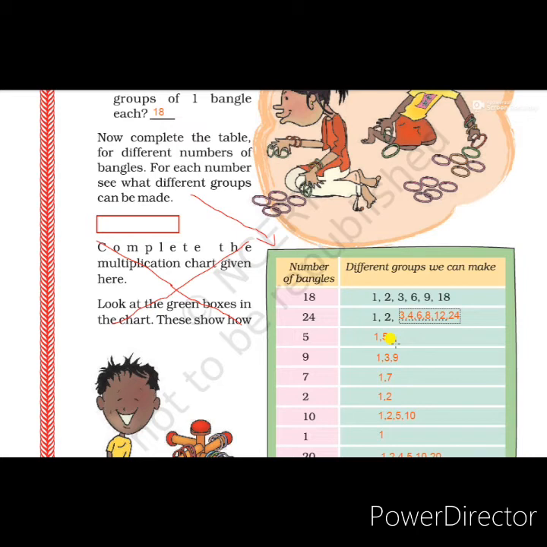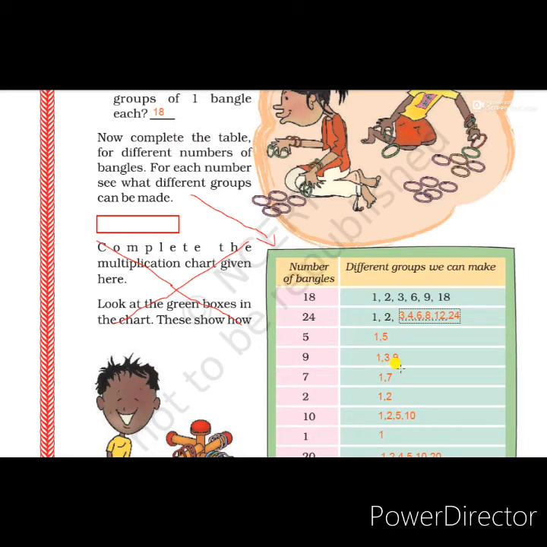So we can make only 2 groups of 5 bangles. Next one is 9. How many groups can we make? First, we can make one group of all 9 bangles. Otherwise, we can make 3 groups of 3 bangles. And the next one is 9 groups with one bangle in each group.